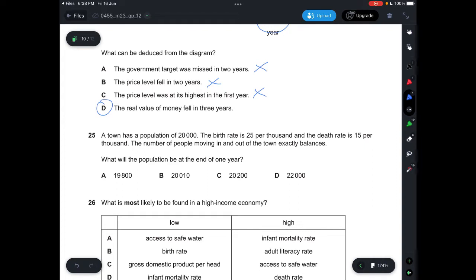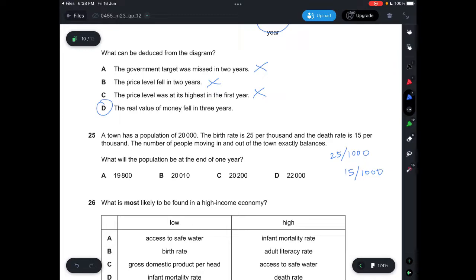Question 25, a town has a population of 20,000. The birth rate is 25 per thousand and the death rate is 15 per thousand. The number of people moving in and out of town exactly balances. What will be the population at the end of 1 year? Okay, so in this case, the birth rate is 25 per thousand and the death rate is 15 per thousand.